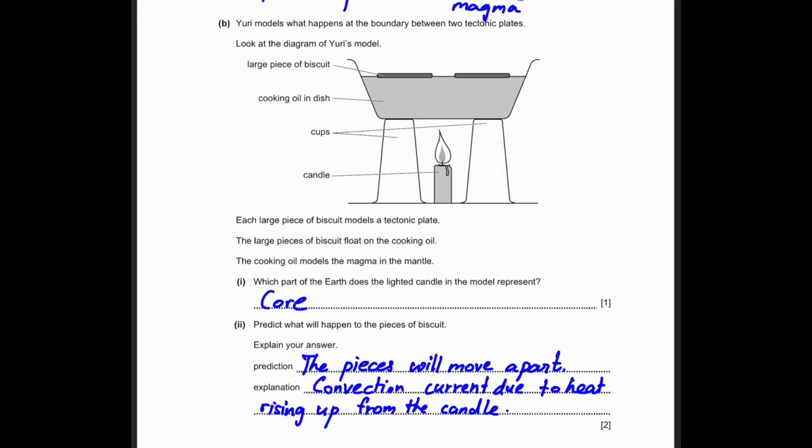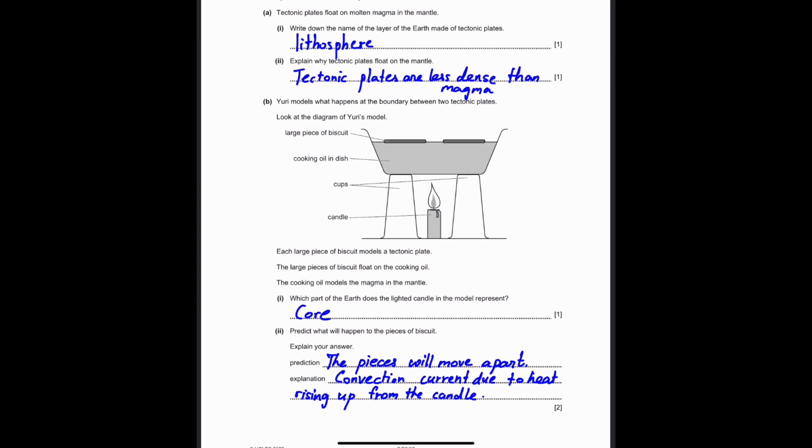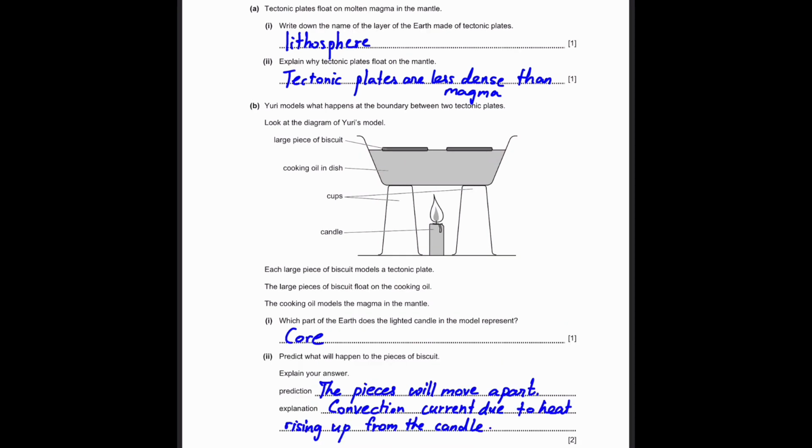Go to part B. UV models what happens at the boundary between two tectonic plates. Look at the diagram of UV's model. Each large piece of biscuit, which are these two, models a tectonic plate. The large pieces of biscuit float on the cooking oil, which is over here inside the dish. The cooking oil models the magma in the mantle. As we saw in part A2, tectonic plates are less dense than magma, that's why they float, so they have represented it like this.